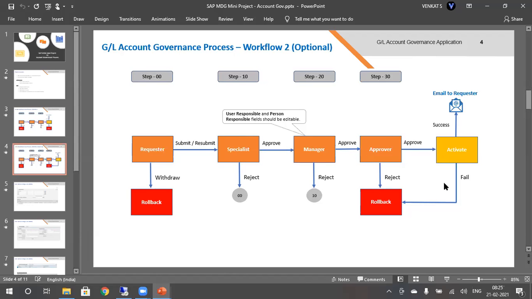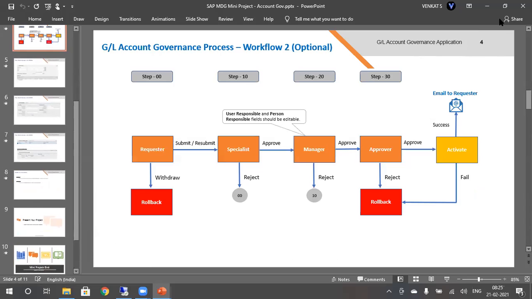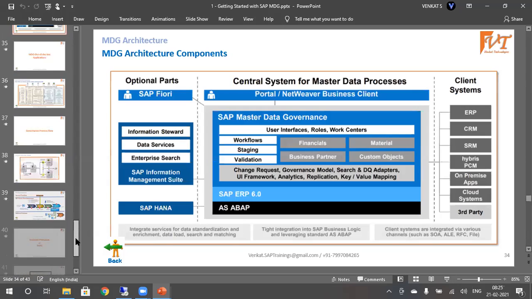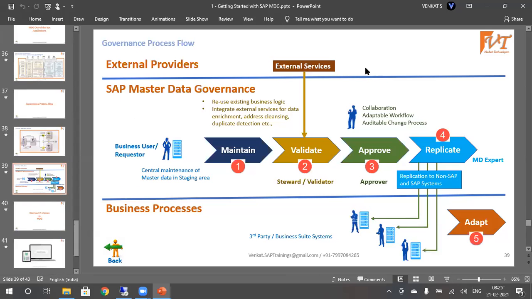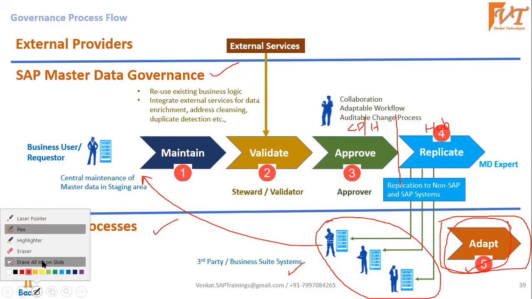And this is another governance process. Here we have the requester and the specialist, manager, approver. So likewise, it can be fully customized. We cannot say that only the thing we have seen now is the process. This is not the only process flow, but it can be customized as per the client need. So any questions on this from anyone?